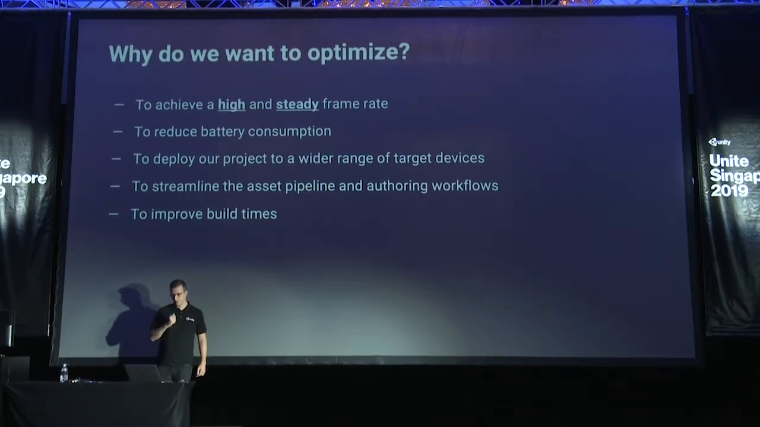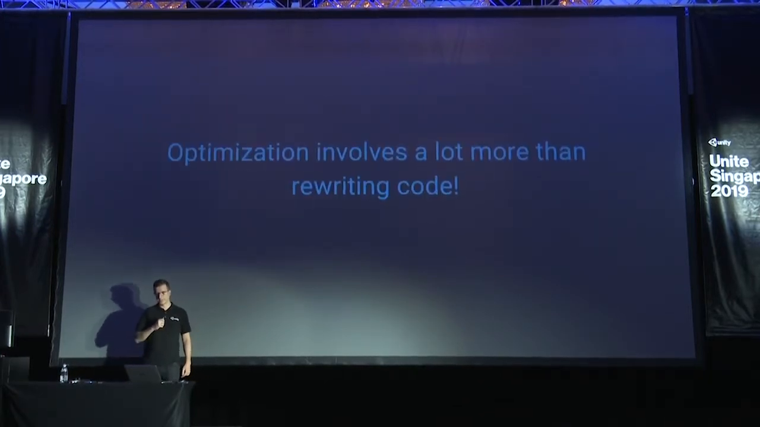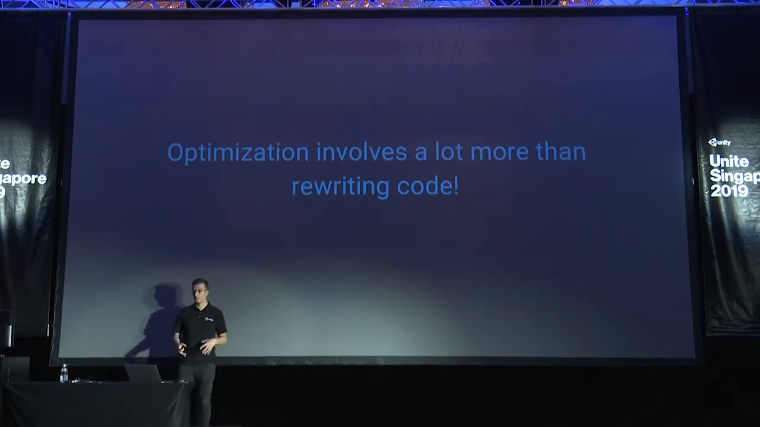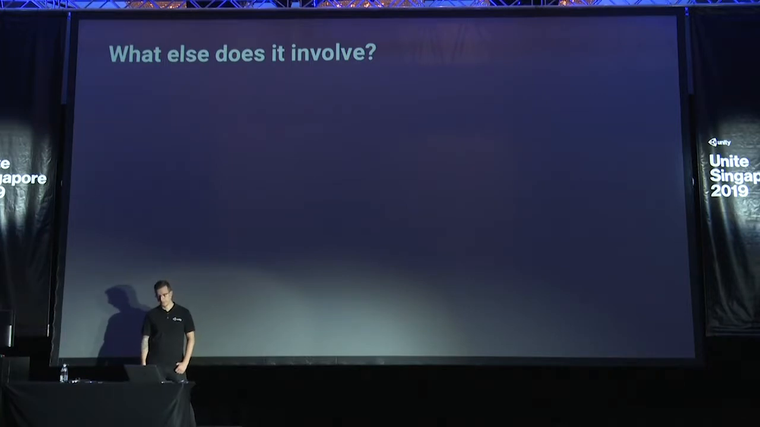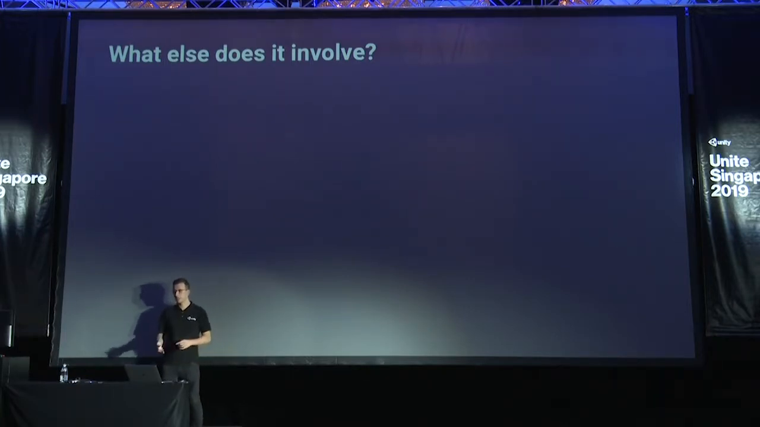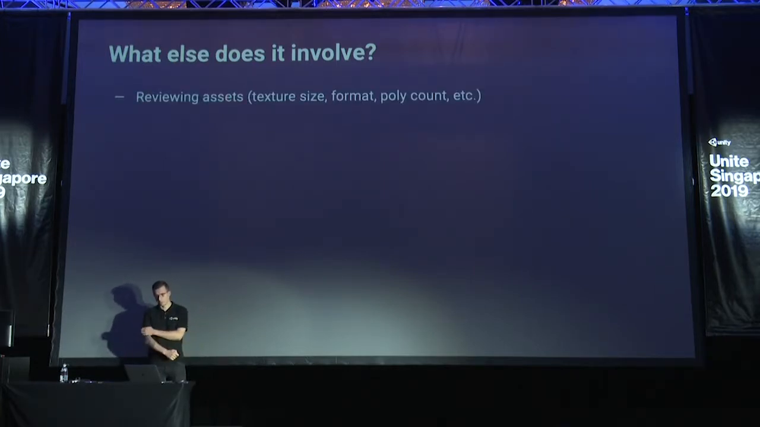A very important thing to note is that while unperformant code might cause a lot of issues, you should know that optimization involves more than rewriting code. What does it involve? It's very often related to reviewing our assets, like texture sizes and formats, compression types, polygon size. And this could be done manually or automatically. You could write some tools to automate this process.